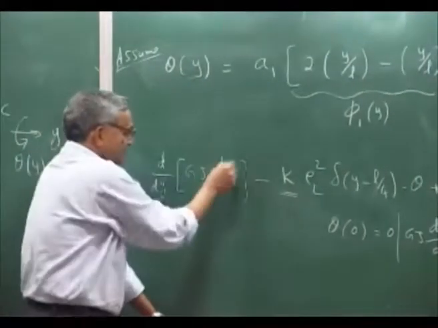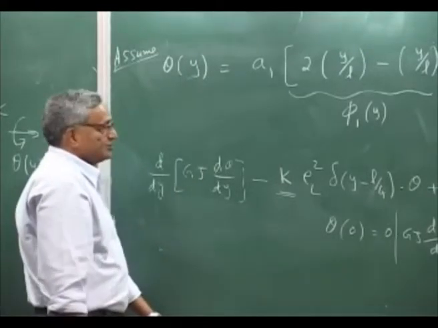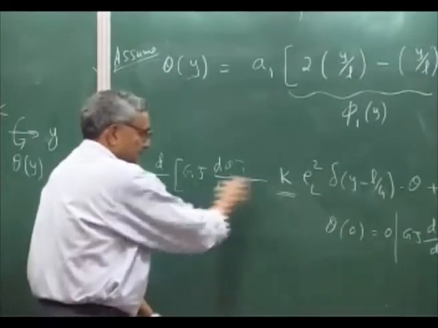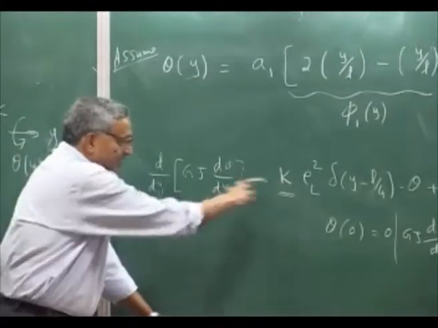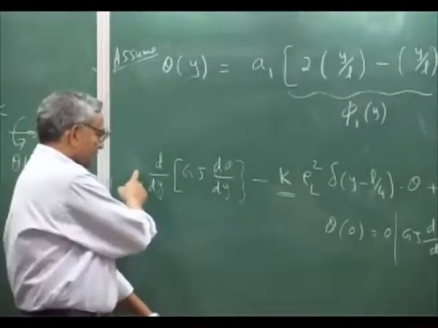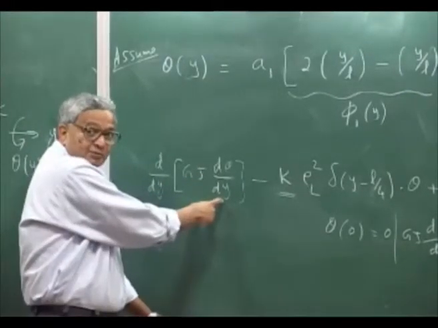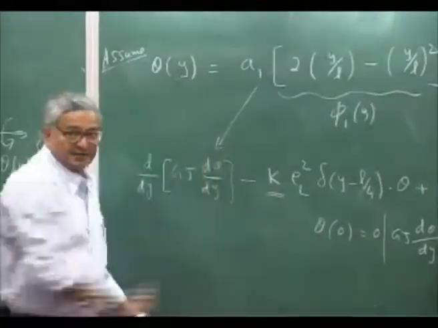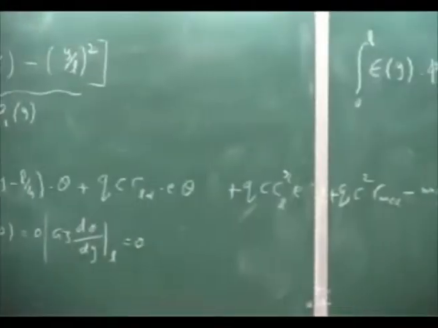Now this function will be sitting here, d by dy. Okay. What I have to do is I have to multiply phi1 into this. When I multiply phi1 into the entire term, the first term will be phi1 d by dy GJ d phi1 by dy, because you have to put them here. So I have to evaluate that integral. So what we will do is, we will write like this.